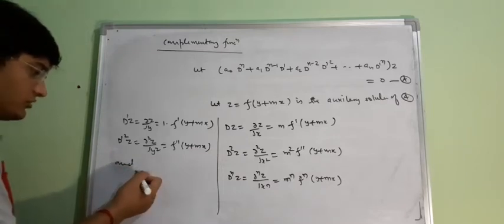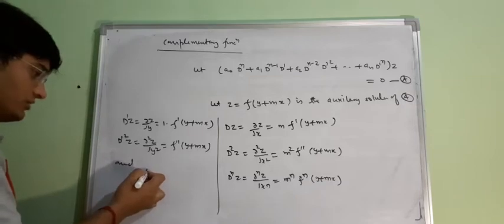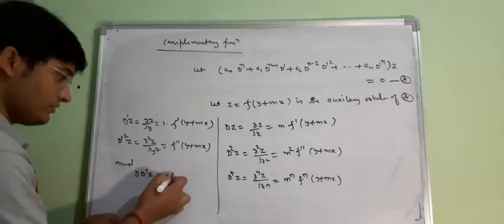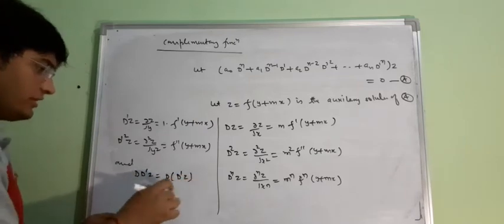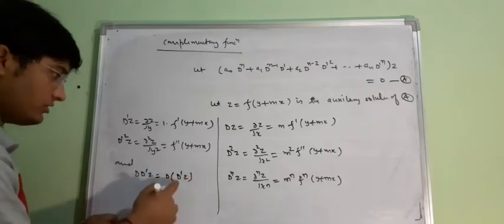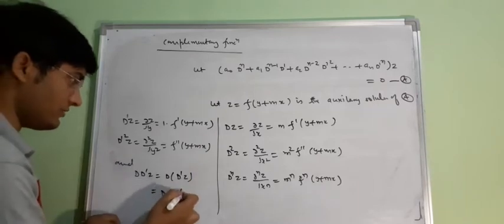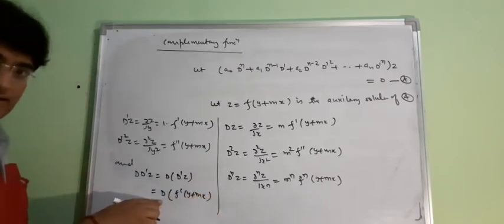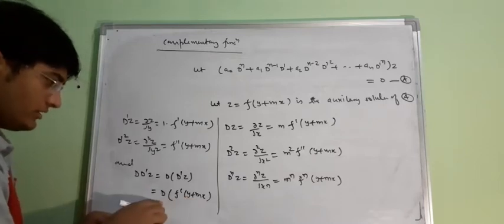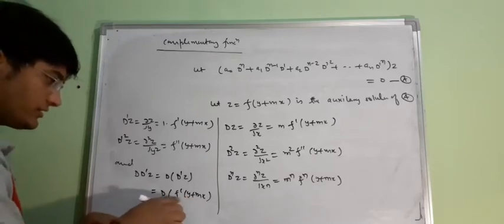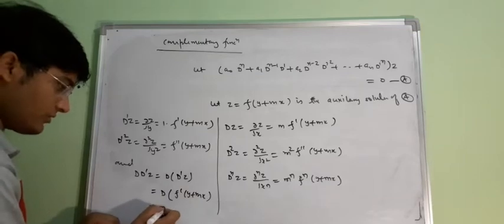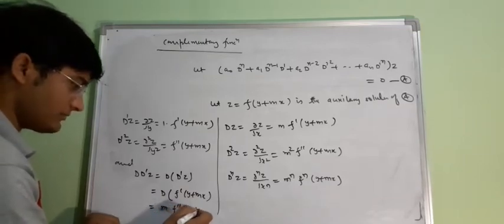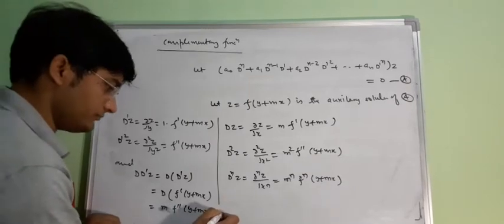suppose that the first time with respect to x and then with respect to y. Now this D D dash z, it means D of D dash of z. Now D dash of z was your f dash y plus mx. Now we have to differentiate with respect to x. So after one time differentiation with respect to x, we will get m. So here we will have m, then f double dash y plus mx, and so on.